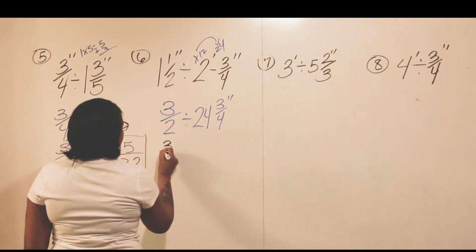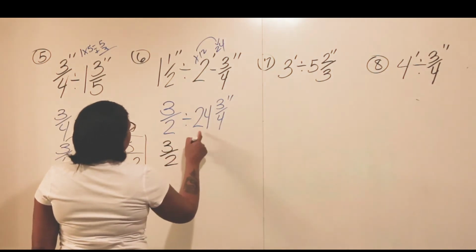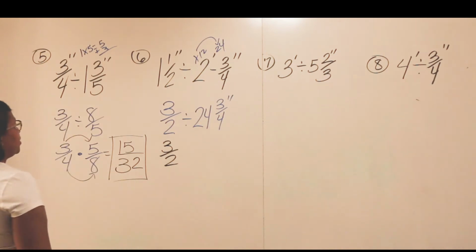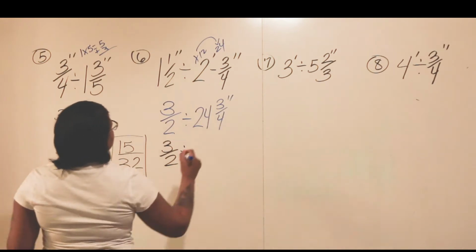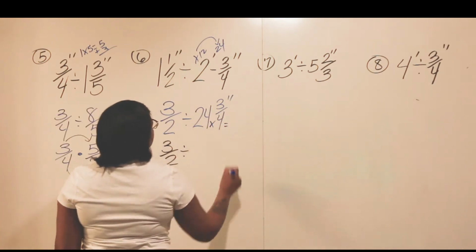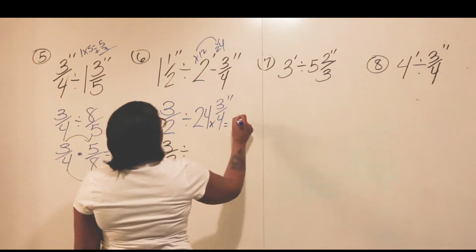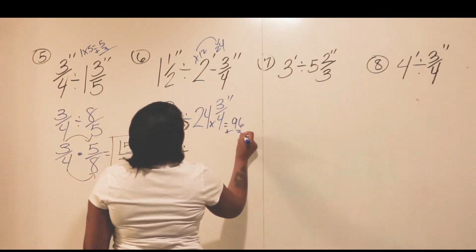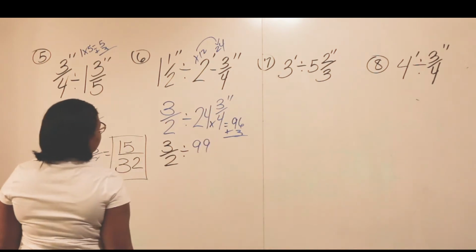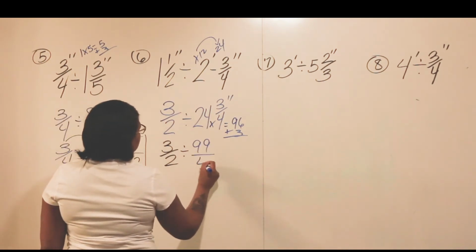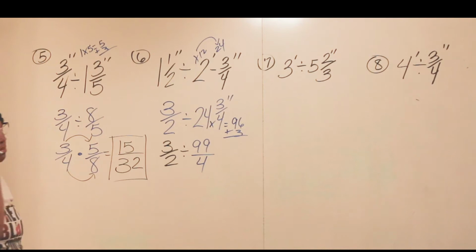Rewrite the first numeric expression. Mixed number we need to turn to an improper fraction. How? 24 times 4 is 96. Plus 3 is 99. What do we do with that 99? And the same thing over 4. Keep that denominator the same. Please don't make that mistake when you're dealing with mixed numbers. Turn them into improper fractions.